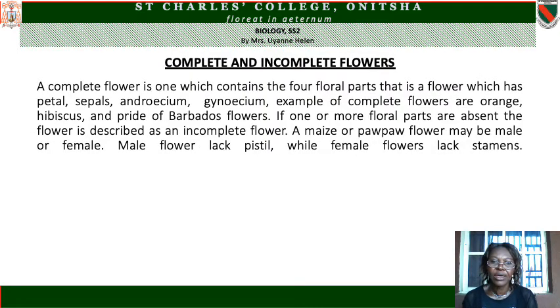Then we have another term like complete and incomplete flowers. When a flower is said to be complete, it means that all the floral whorls are present in that flower. For example, sepal is present, petal is present, gynoecium is present, and androecium is present. But a flower is said to be incomplete when one or two of these parts are lacking. The flower may lack stamen, the flower may lack petal or sepal. Then we say that that flower is what? Incomplete.